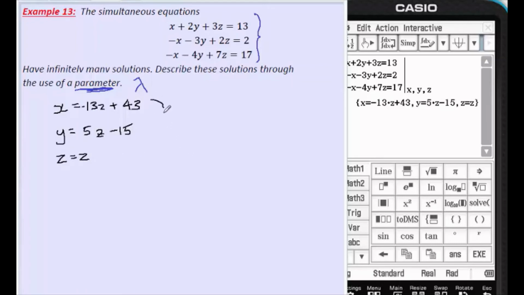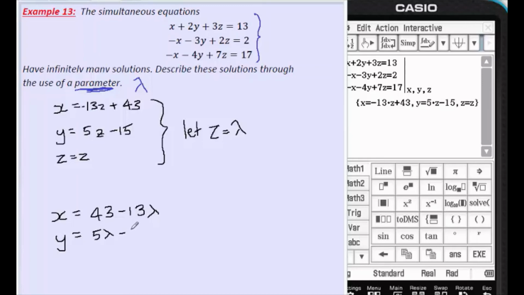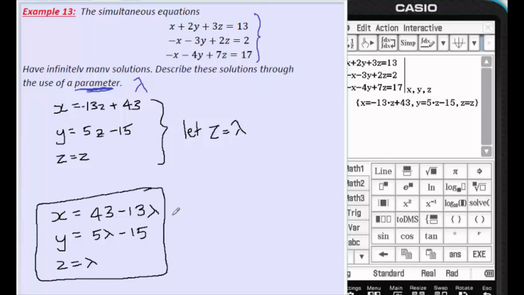So when we have this answer now, what I'm going to do is say let z be represented by lambda. And then I'm going to rewrite these. And so the solutions will be described using lambda. So I'm going to say x equals, I prefer it the other way around, 43 minus 13 lambda. y equals, I'm going to write it like this, 5 lambda minus 15, and z equals lambda. And that's how I'm describing these solutions using my parameter.